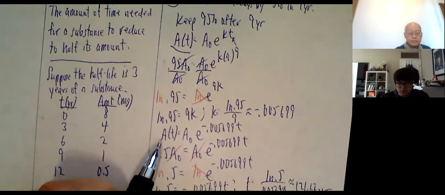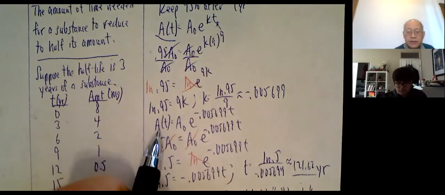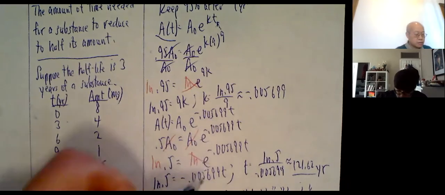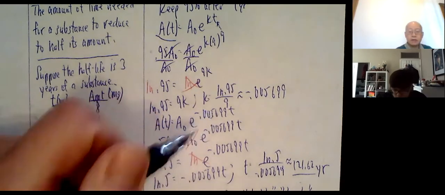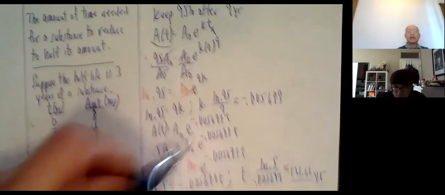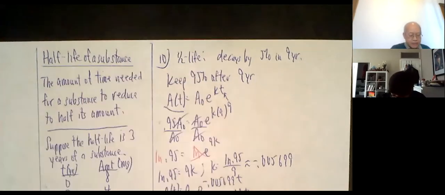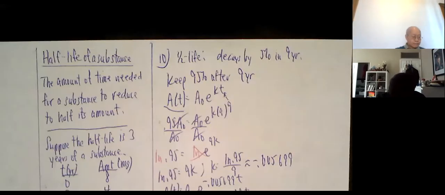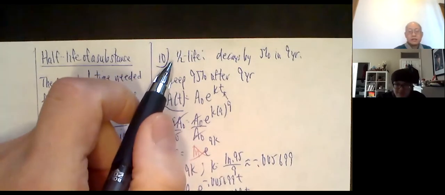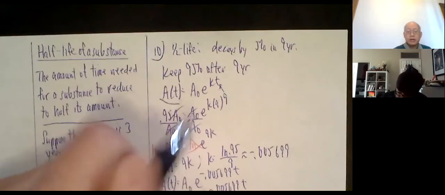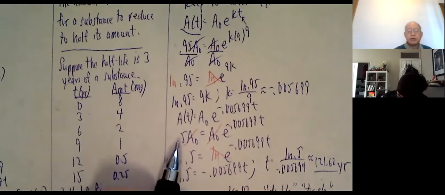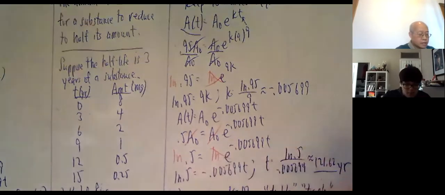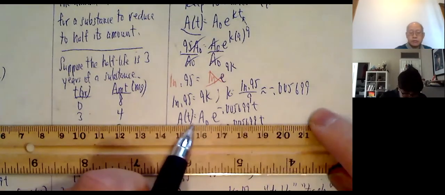So that goes up here. A of t is A0 e to the negative 0.005699t. Now, how do I answer the question? What is the half-life? Find the half-life. Same as what I just went over. Half-life means I put 0.5 A0 or 1/2 A0. So now I got the equation to be like so.